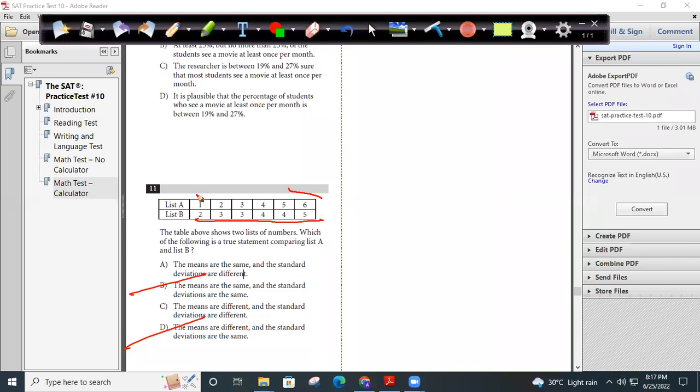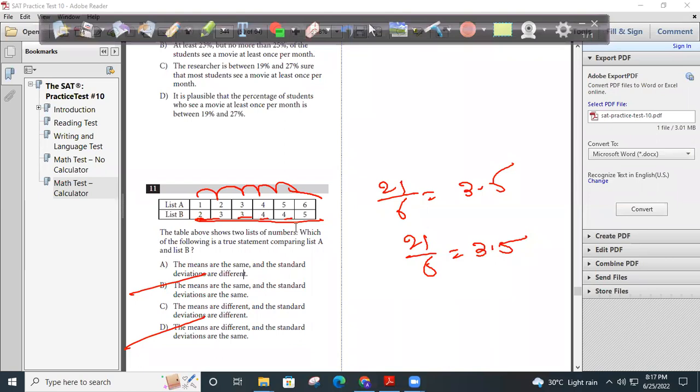Between A and C, find the mean. 1 plus 2 is 3, 3 plus 3 is 6, 6 plus 4 is 10, 15, 21. 21 by 6 is 3.5. For the other set, 5, 5, 8, 12, 16, 21, 21 by 6. So the means are the same, but the standard deviations are different. So definitely I'll opt for A, A for Agra, as my answer. Whoever gave me A for Agra, you are thinking well.